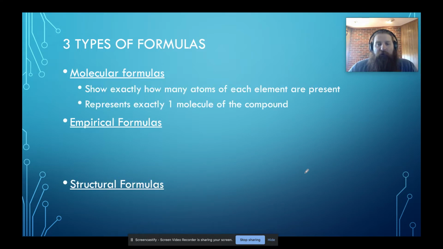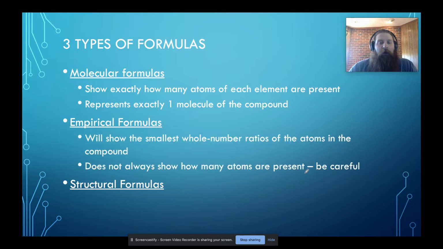A molecular formula is going to show you exactly how many atoms of each element are present. It's going to show you what one molecule looks like. These are great for covalently bonded compounds, for nonmetal compounds, that kind of thing. Empirical formulas show the smallest whole number ratios of atoms in a compound. And for ionic compounds, we always use the empirical formula because there is no molecule in an ionic compound, right?